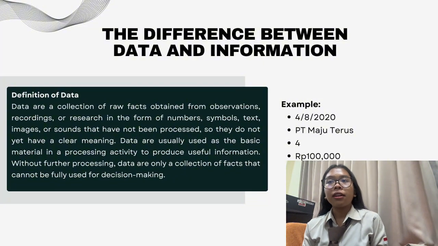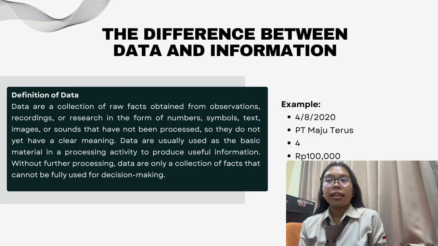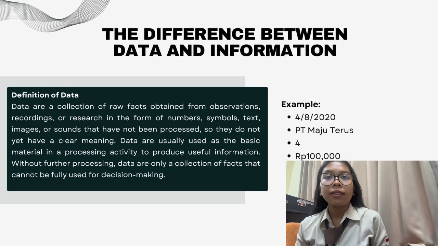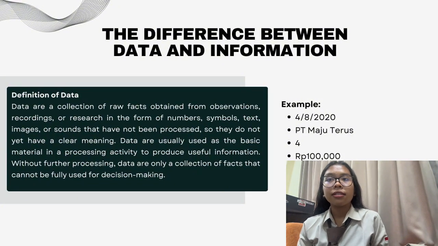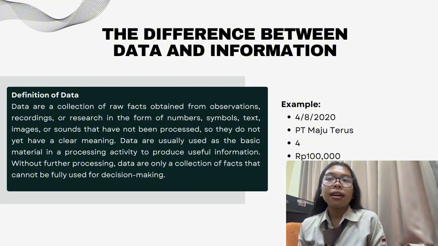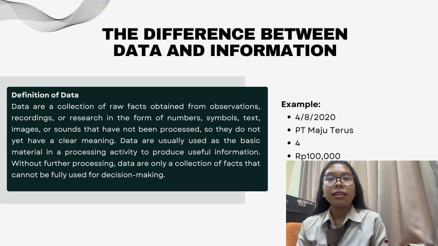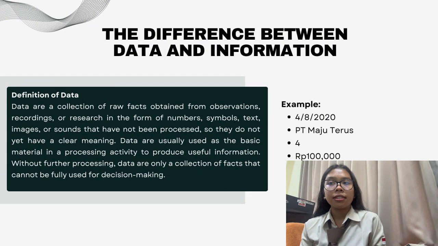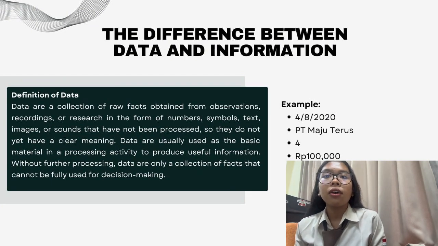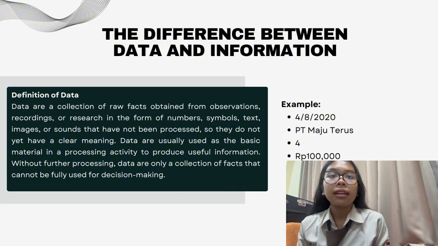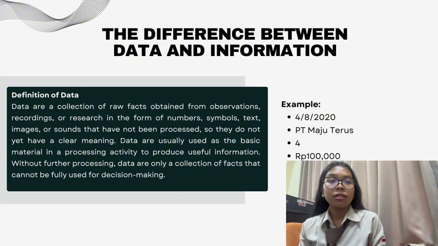So, I will explain about the definition of data first. Data are a collection of raw facts obtained from observation, recording, or research in the form of number, symbol, text, image, or sound that have not been processed. So they do not yet have a clear meaning. Data are usually used as the basic material in a process activity to produce useful information. Without further processing, data are only a collection of facts that cannot be fully used for decision making.